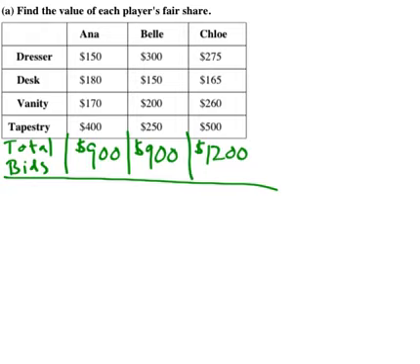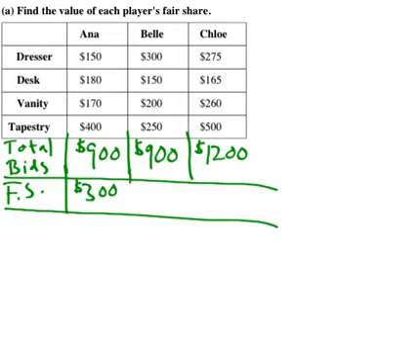There are 3 players in the game, so the fair share, I'm going to abbreviate fair share as FS, is the total of your bids divided by the number of players. So Anna has a fair share of $300. Based on the way she bid, she should walk away with $300 in goods without laying out any money. Belle also has a fair share of $300. And Chloe has a fair share of $400. Again, this is how much they're willing to pay for the items.